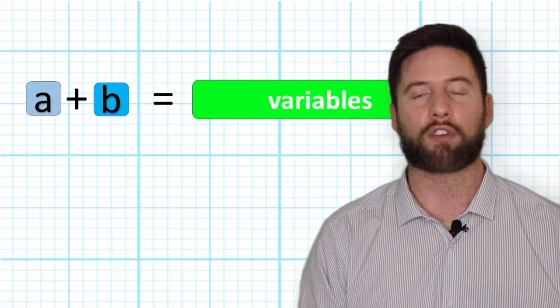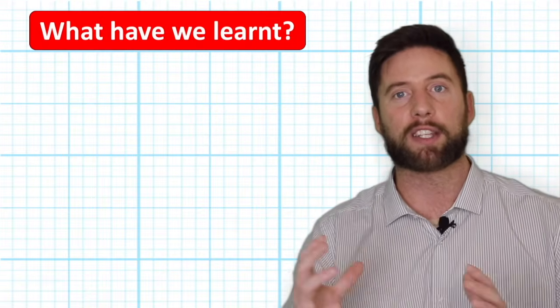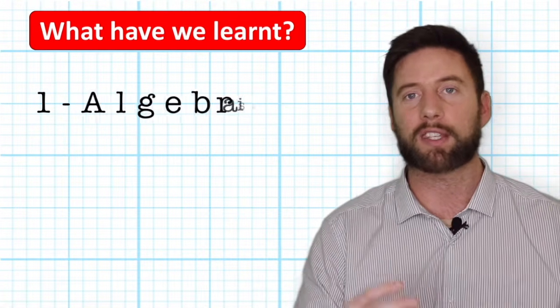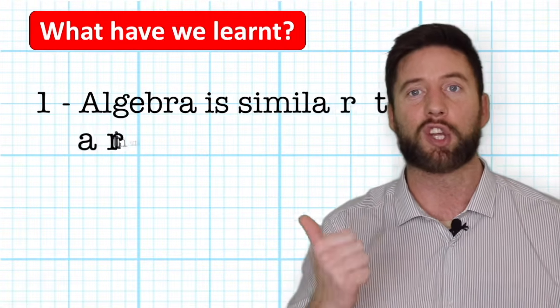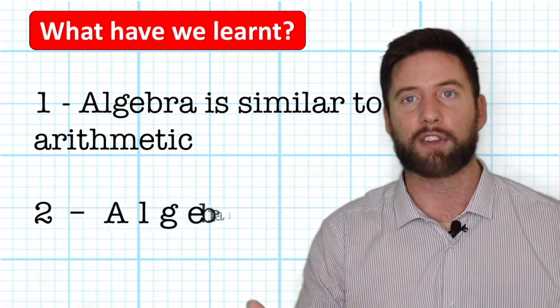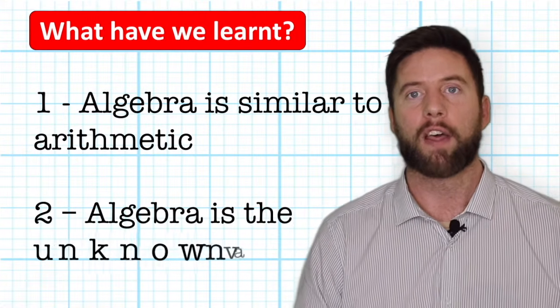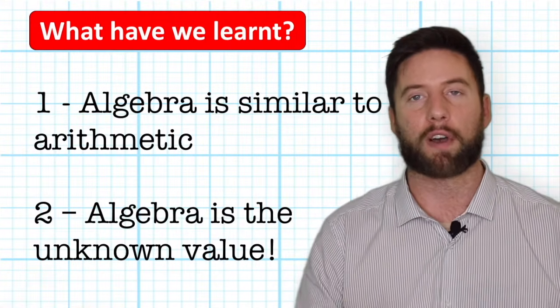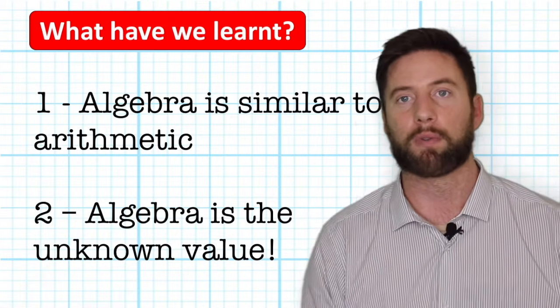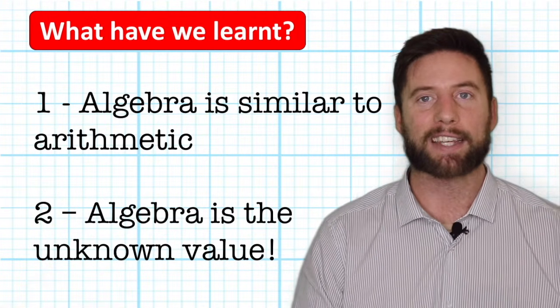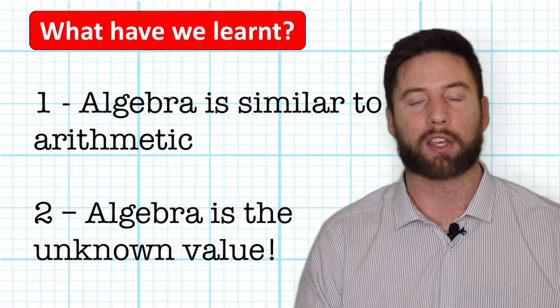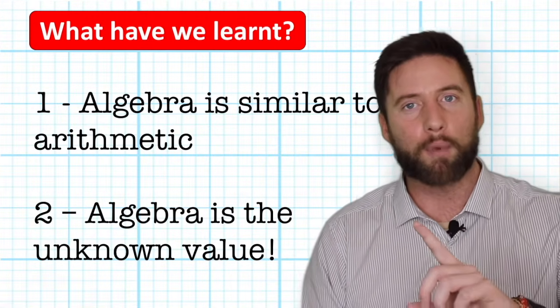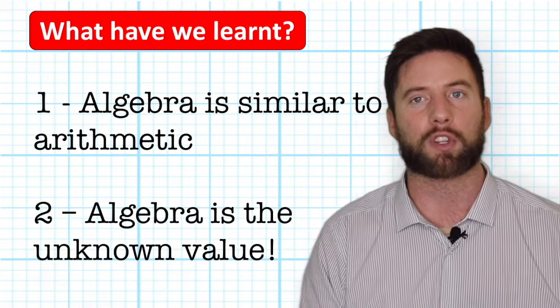Okay, so what have we learned so far? We've learned that algebra is very similar to arithmetic. It uses the same four processes: addition, subtraction, multiplication, and division. But we've also learned that algebra has an unknown value that can be replaced by a symbol. And we often see X and Y and A and B being used the most. But there is one more thing that's really important I want to teach you in this video, and it has to do with multiplication.